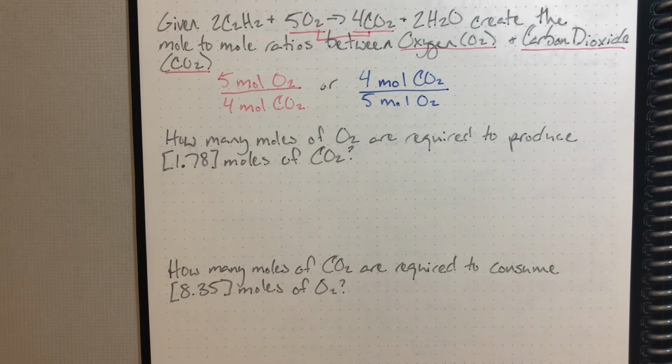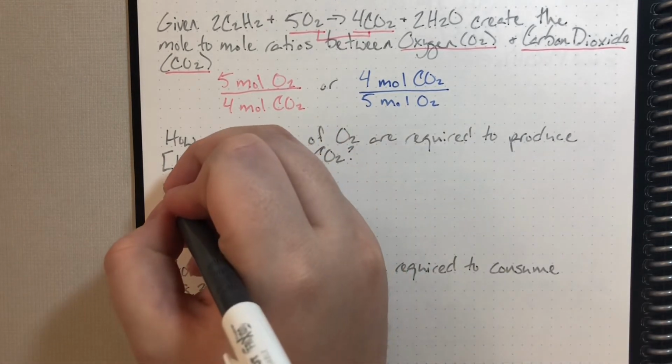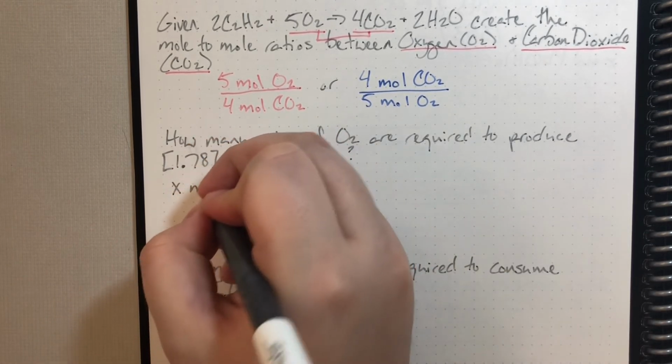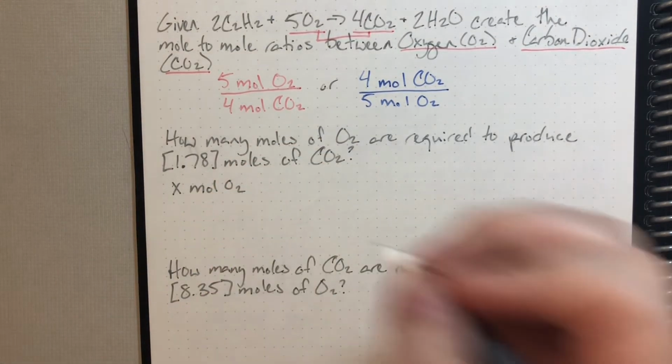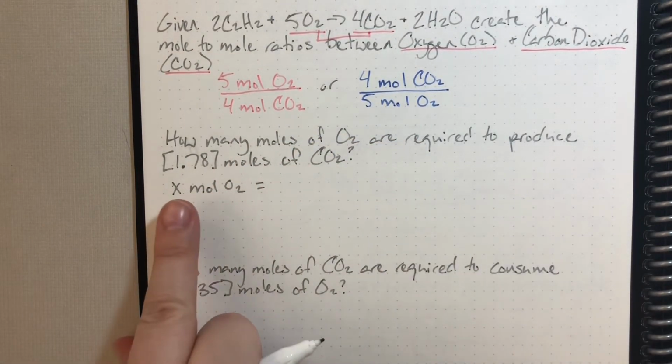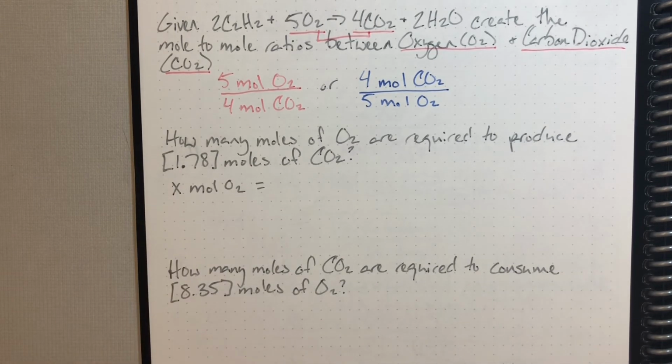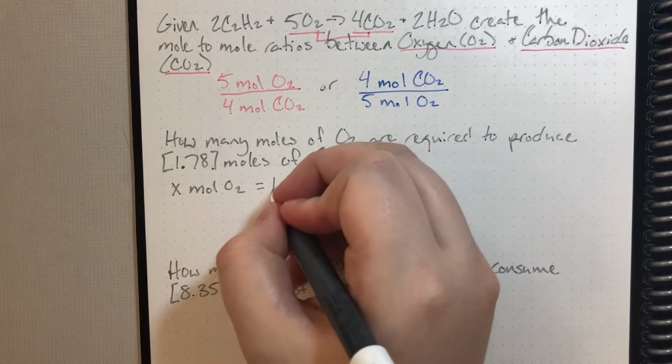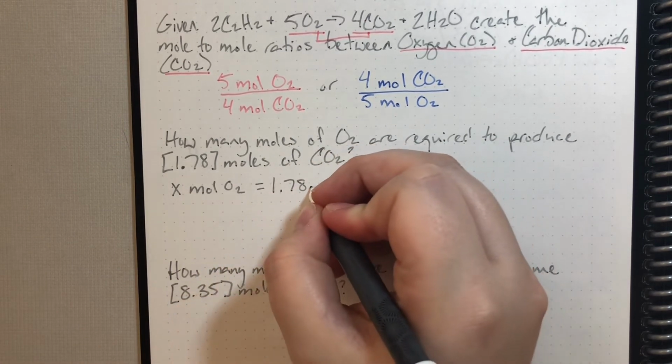How many moles of O2 are required to produce 1.78 moles of carbon dioxide? I'm going to go ahead and translate this problem from English to math. How many moles of O2 will turn into X mole O2. Are required to produce is my equal sign. You'll notice that my number is within brackets. This is because my number may be different than yours. However, the steps that I'm going to be taking to solve this problem will be the exact same as you will have to take to solve your problem, regardless of the number given in the problem, 1.78 moles carbon dioxide.